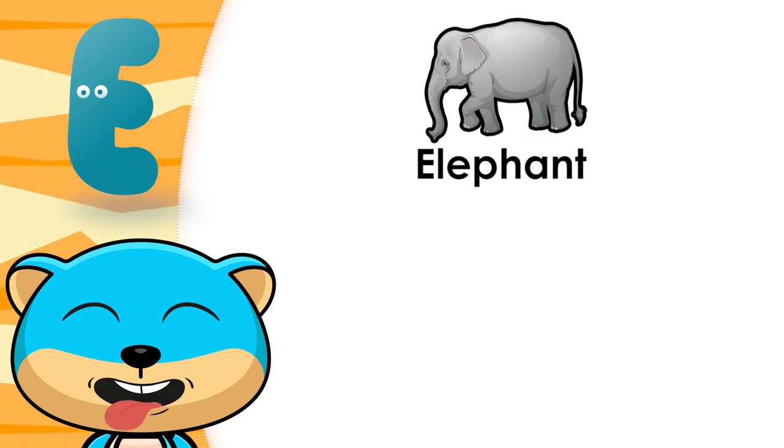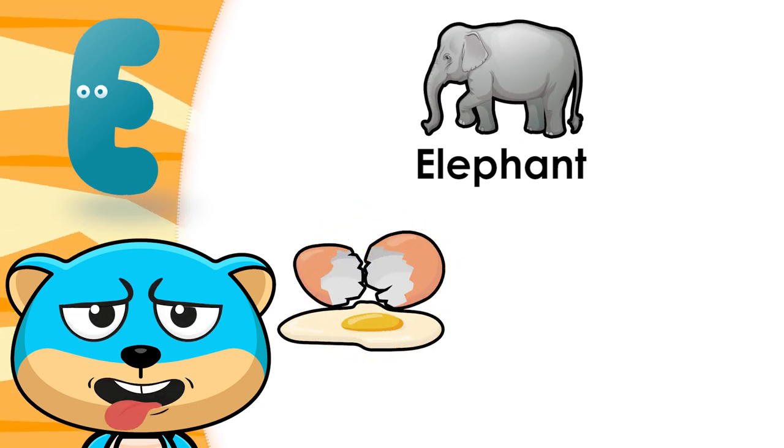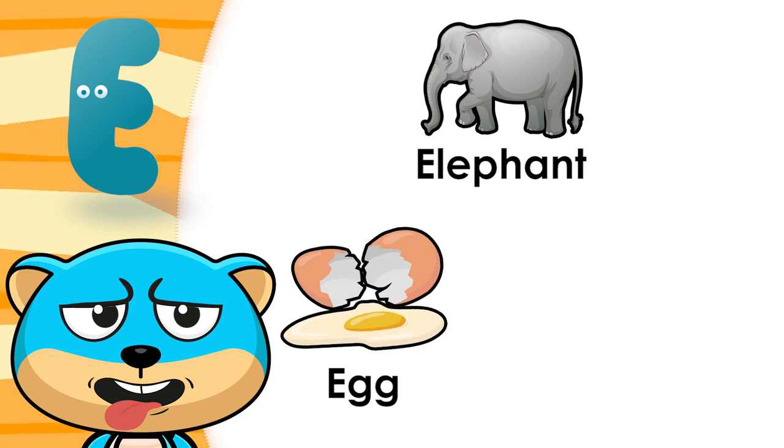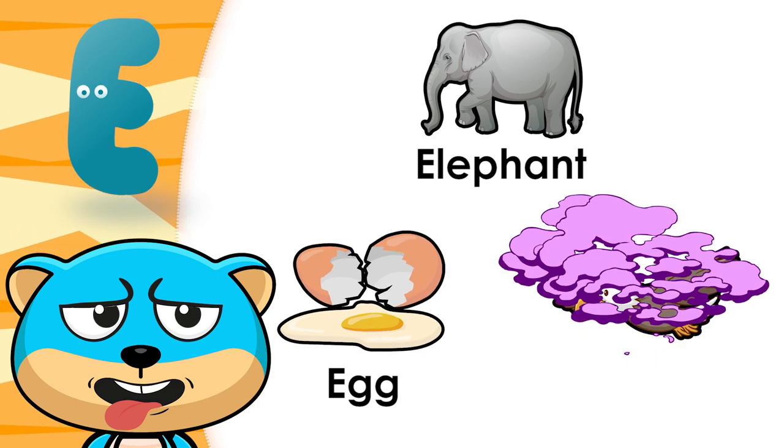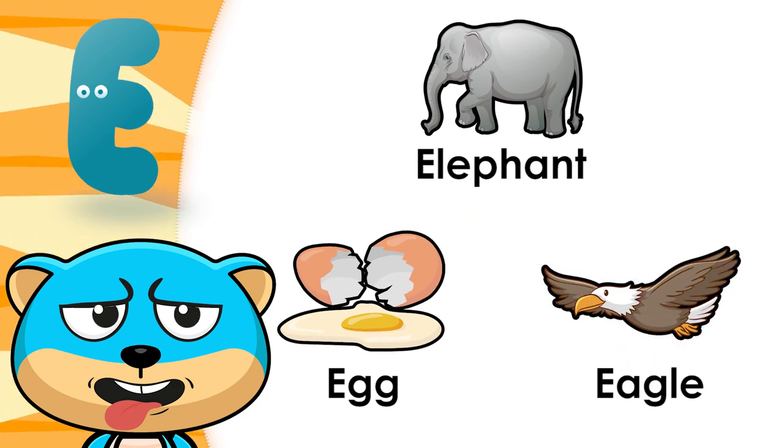E is for elephant. E is for egg. E is for eagle.